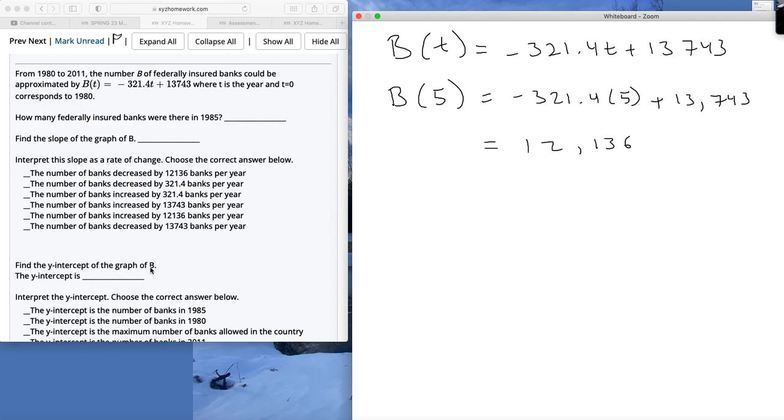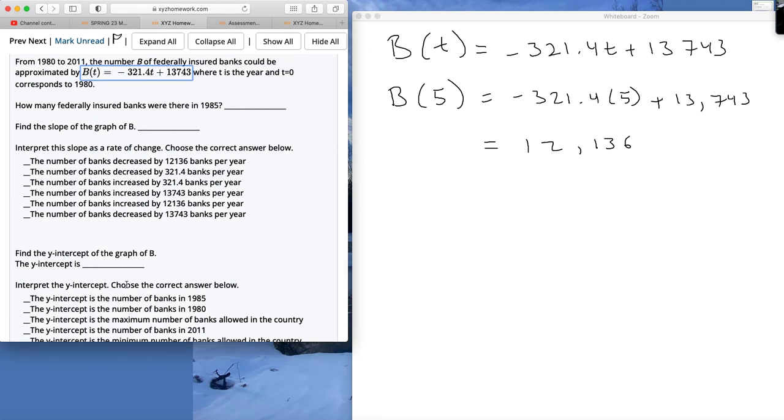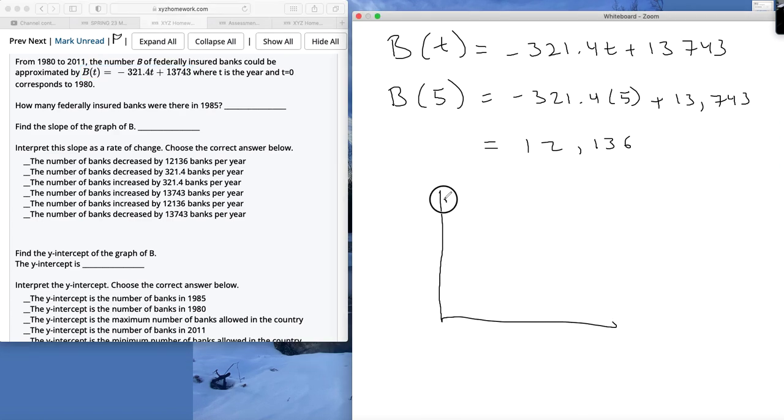Find the y-intercept of the graph. Okay, so remember we're in y equals mx plus b. So this number right here on the end is our y-intercept, as long as we're in slope-intercept form. And then interpret the y-intercept. So if we think about what this graph would look like, it's something like this, where this is time, and then this is number of banks. So here at t equals 0, the y-intercept is this 13,743 number. So at t equals 0, this is the number of banks that there are. So this is the starting number of banks, which would be in 1980. Yeah, number of banks in 1980 right there. Okay, hopefully that makes it make more sense.